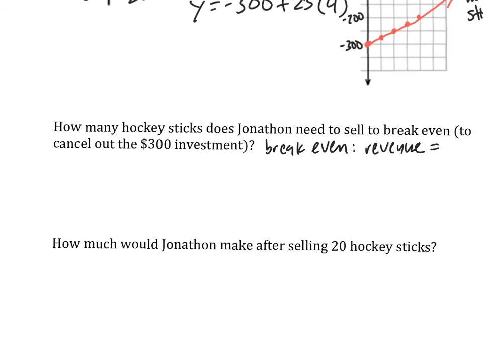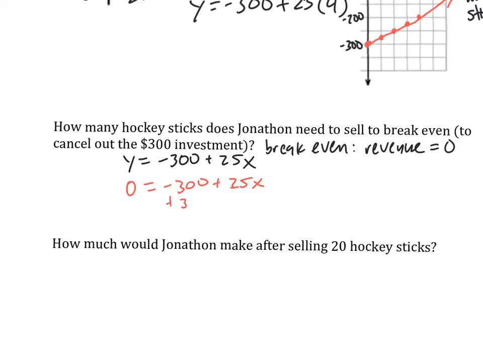revenue equals 0. So the profits minus the cost is going to be 0. So that means if our revenue is equal to 0, that would mean y is equal to 0. So remember, our equation is y equals negative 300 plus 25x. Okay, so we want y to actually be 0. So we're going to have 0 equals negative 300 plus 25x. Okay, and now we're just going to solve for x. So this is just solving a two-step equation.